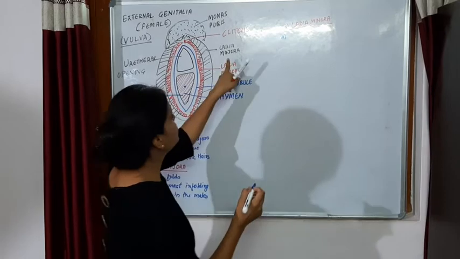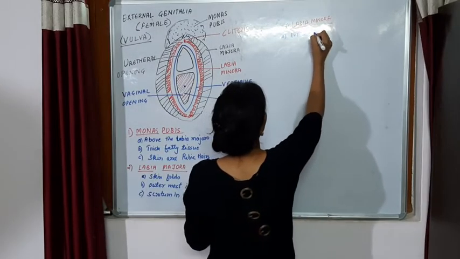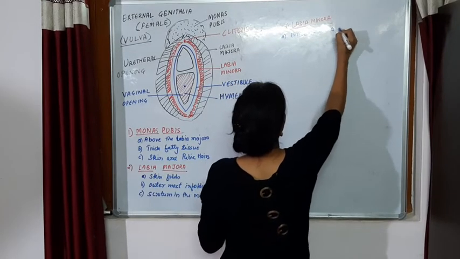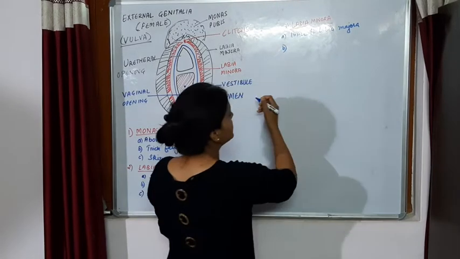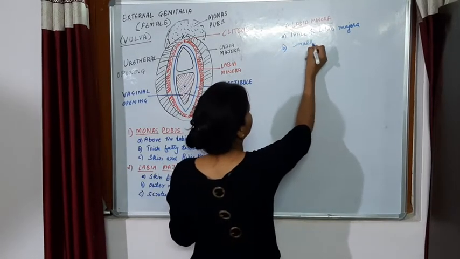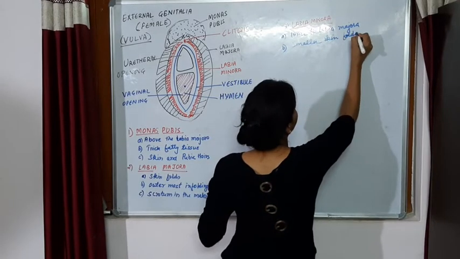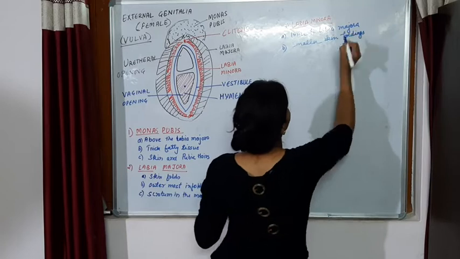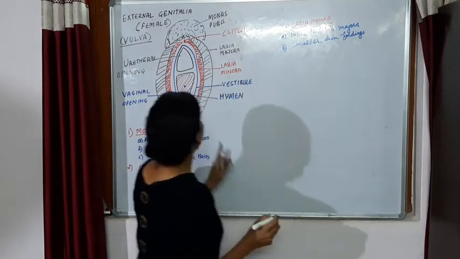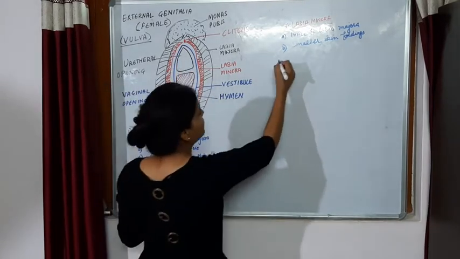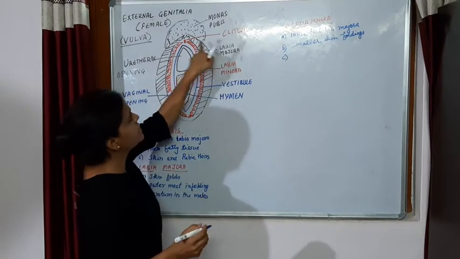Next is the labia minora, which is again a part inner to the labia majora. These are smaller skin foldings as compared to the labia majora. So these are the smaller ones, right? Labia minora.